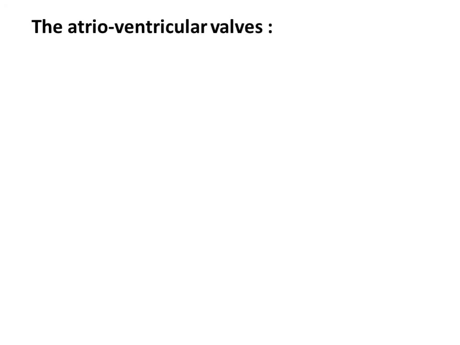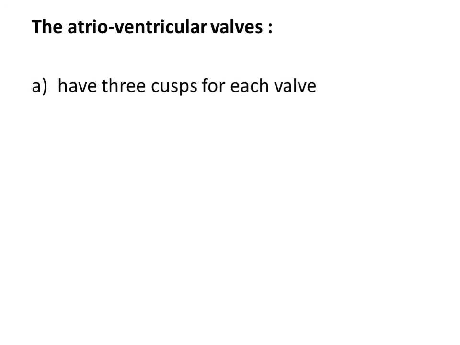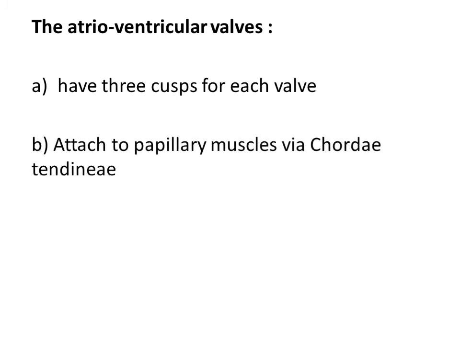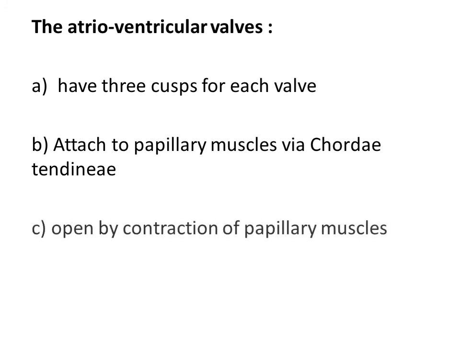Let's take a question. The atrioventricular valves: A, have 3 cusps for each valve. B, attached to papillary muscle via chordae tendineae. C, open by contraction of papillary muscles. D, all of the above.